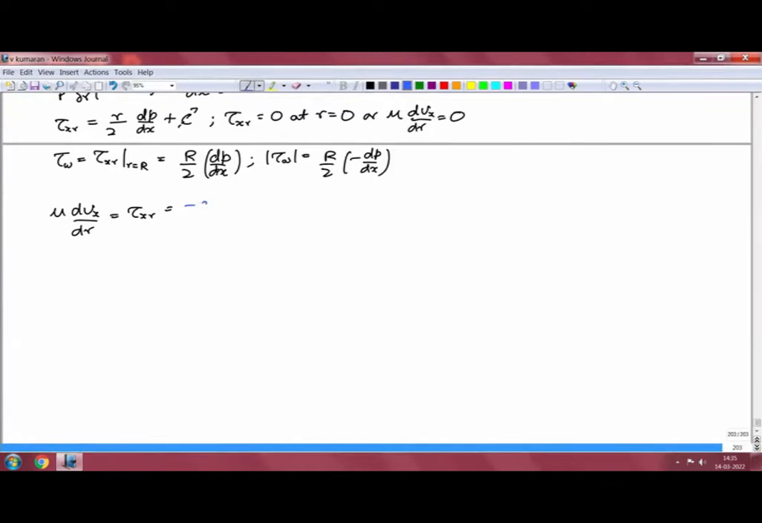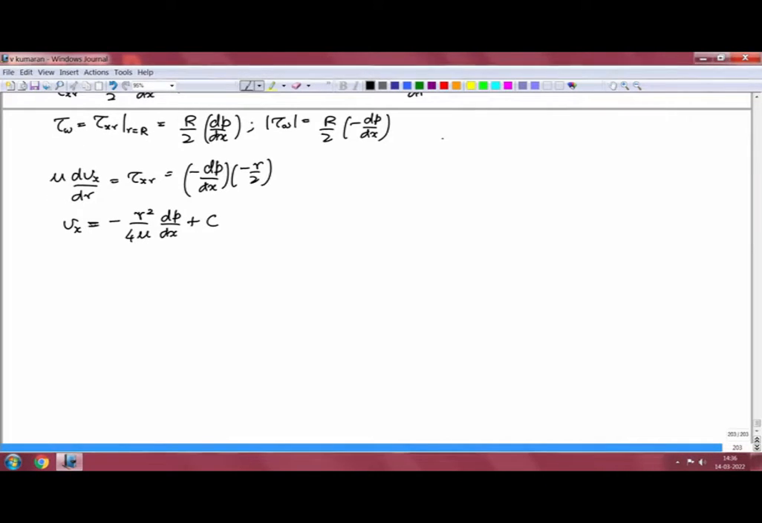So, this is equal to minus dp by dx into minus r by 2. And this you divide throughout by mu and you integrate one time to get Vx is equal to minus r square by 4 mu dp by dx plus some constant. So, that is the velocity Vx as a function of r.